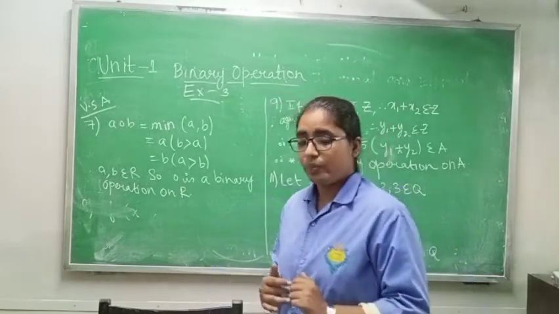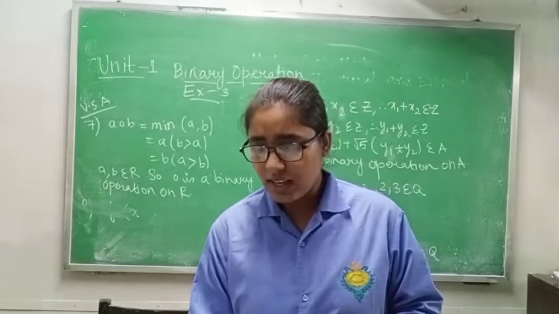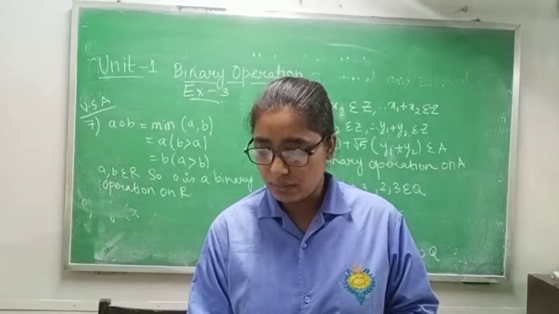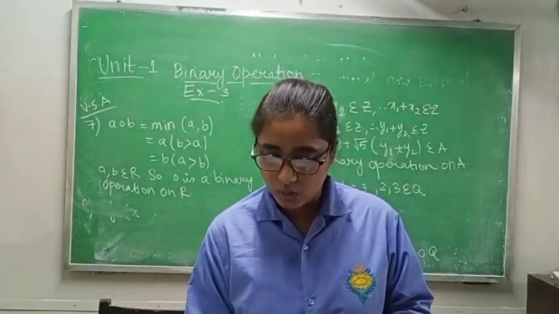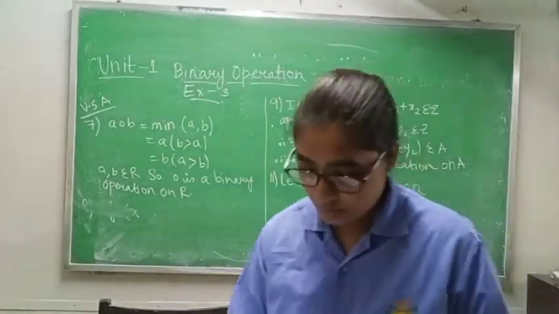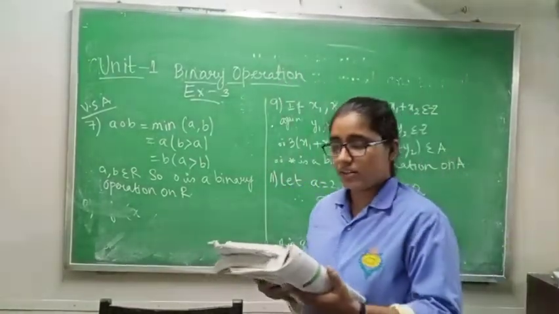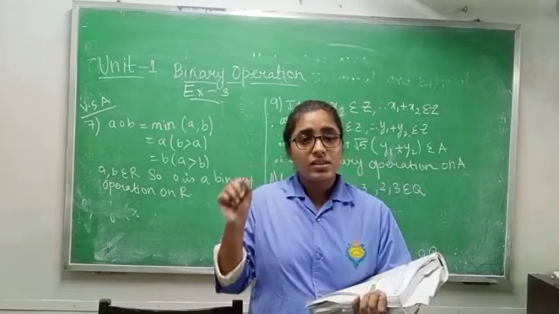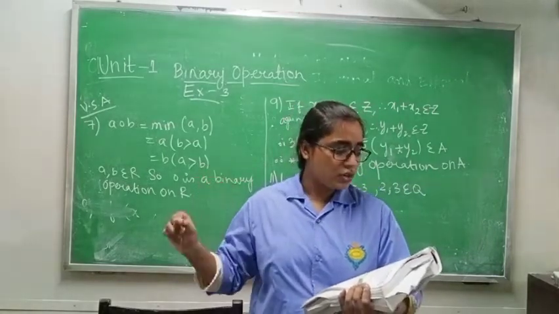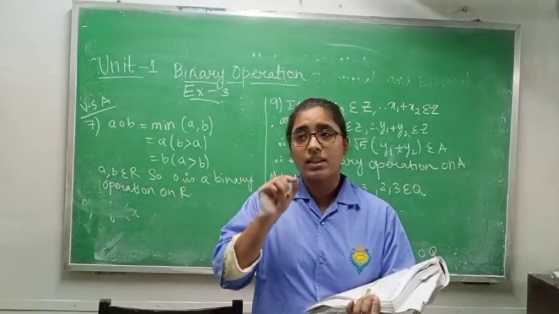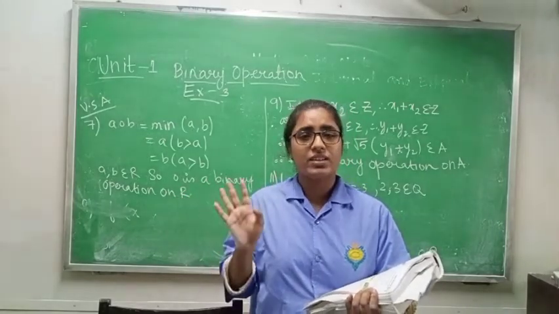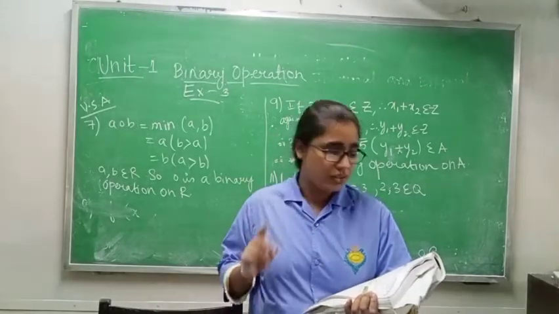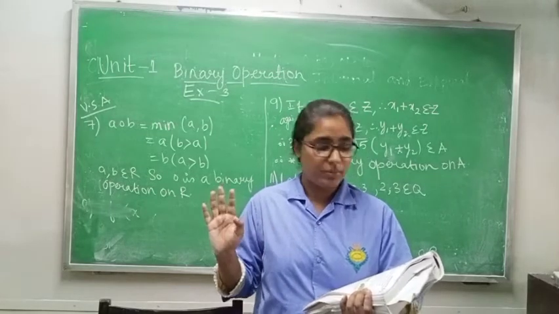Understood? Now, today I am starting exercise 3 of binary operation, very short type questions. Come to very short type question number 7. In question number 7, it is written, let circle be an operation defined on R. Circle is a binary operation, and it is defined on R, which means it is defined on real numbers. Capital R means the set of real numbers.